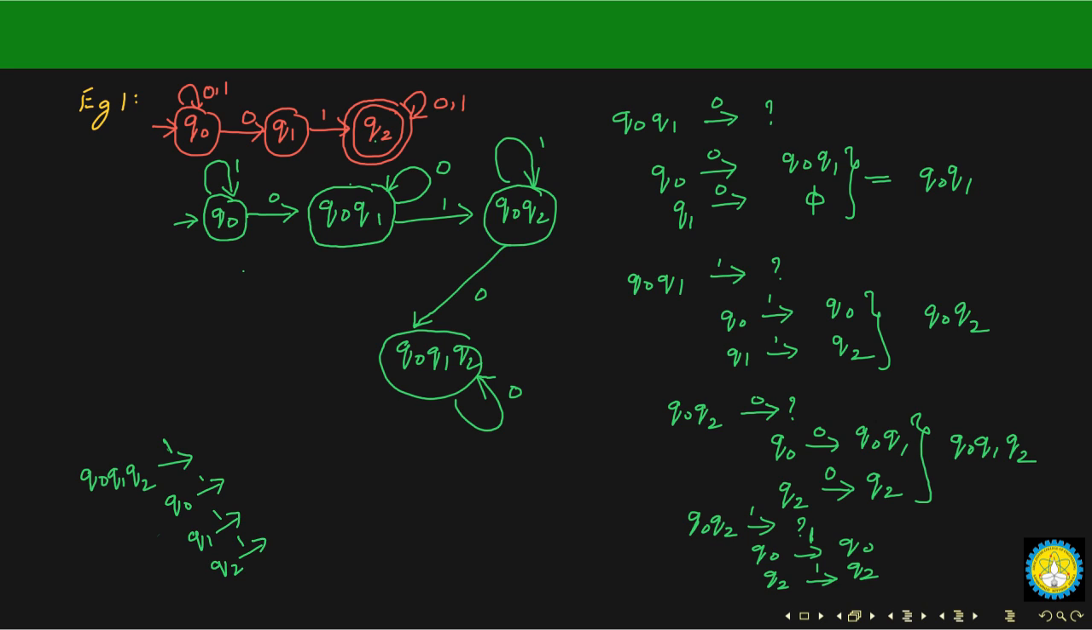Q0 on 1 goes to Q0. Q1 on 1, from the NFA diagram, goes to Q2. And what about Q2 on 1? Q2 on 1 goes to Q2 itself. So when you combine this, again you get {Q0, Q2}. So the transition from {Q0, Q1, Q2} on 1 goes to {Q0, Q2}. Okay, so have we finished everything?